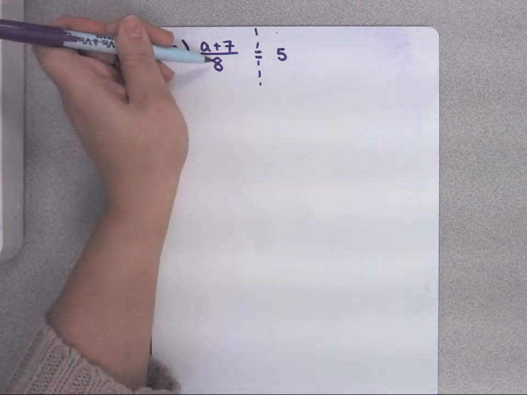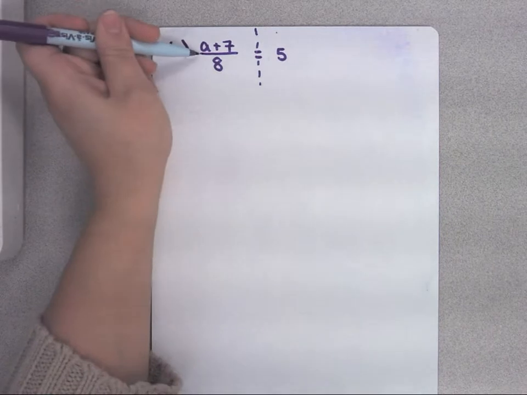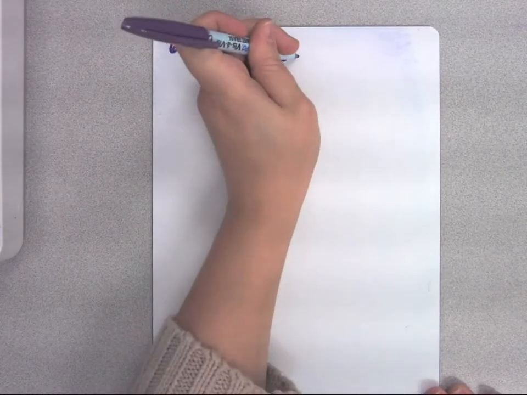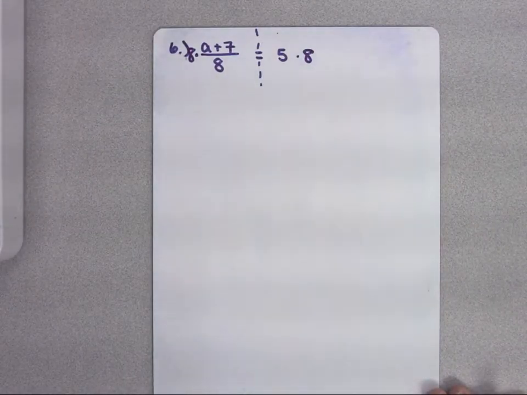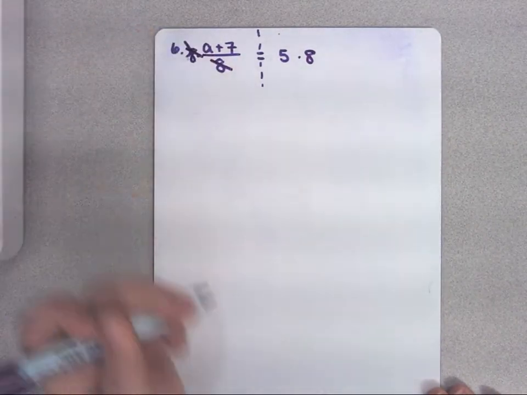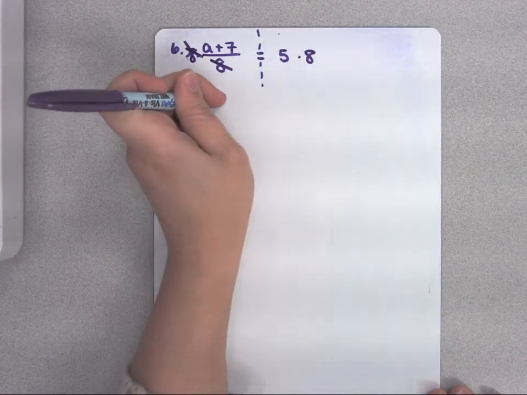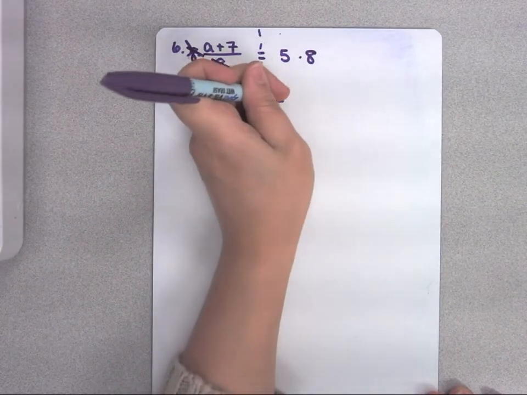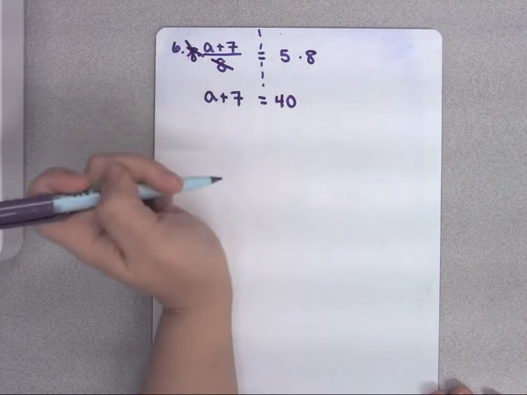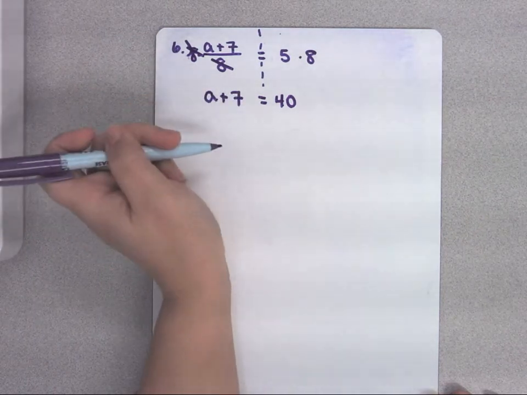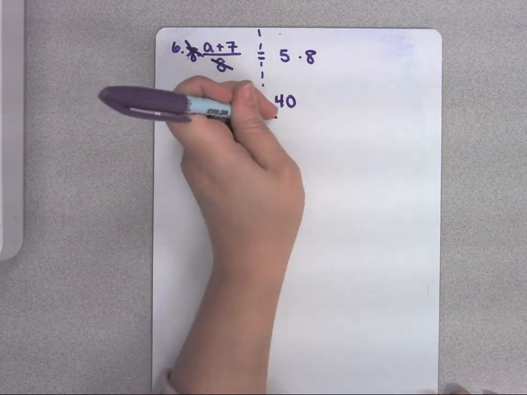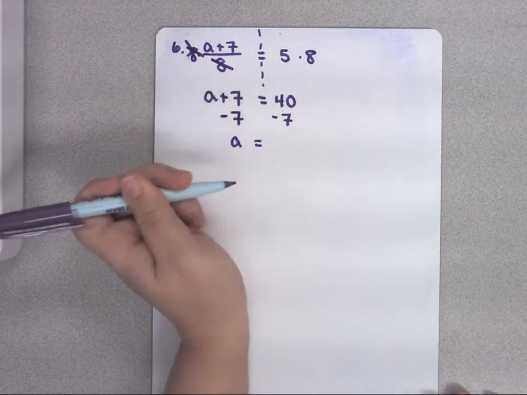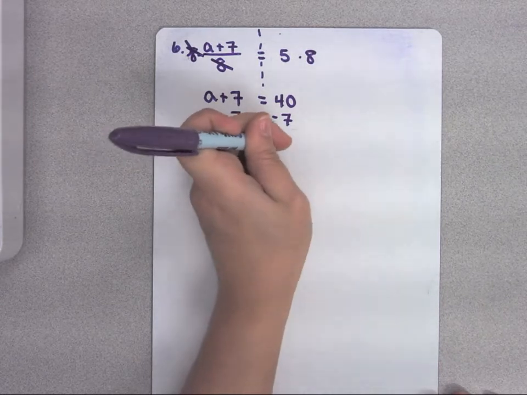What does this line mean with that 8? So how do I get rid of the 8? So I'm going to put times 8 on both sides of the equal sign. That's how we get rid of that fraction over here. And you're left with a plus 7, no fraction. What is 5 times 8? 40. Then it's just a plus 7. How do I get rid of a added to 7? Subtract 7. And get a equals, what is 40 subtract 7? 33.